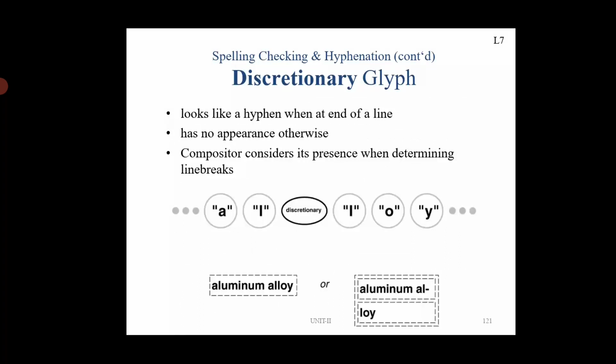Okay, now we are studying a discretionary glyph. It has one of two possible appearances, depending on whether it is the last character on a line. If it is the last character, then the discretionary glyph looks like a hyphen.